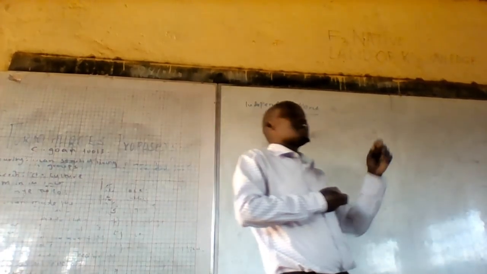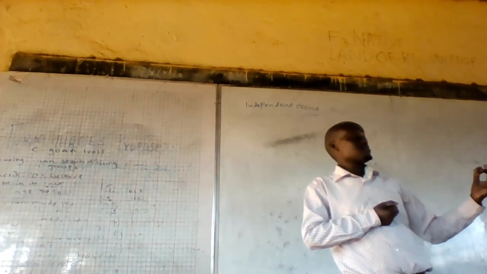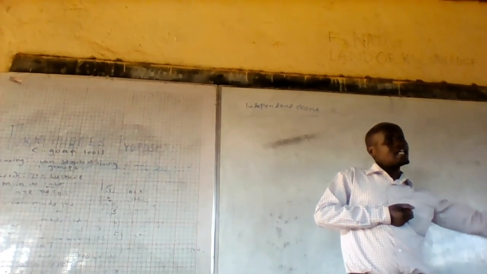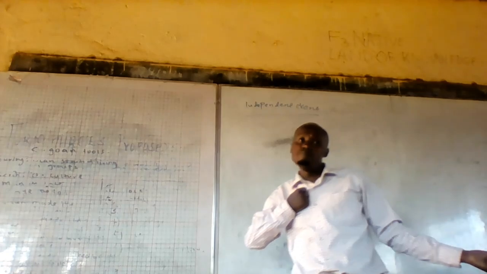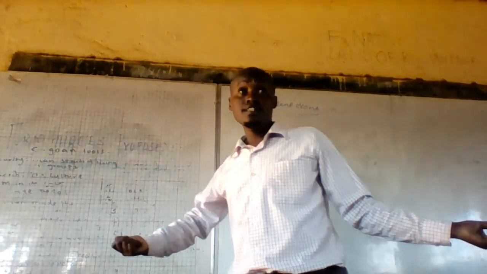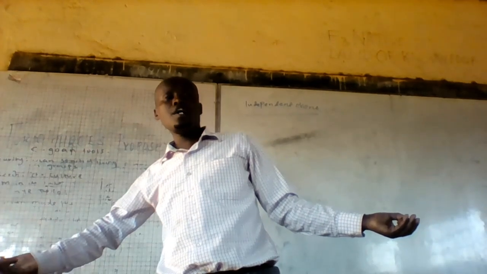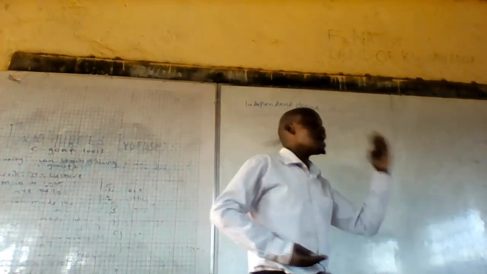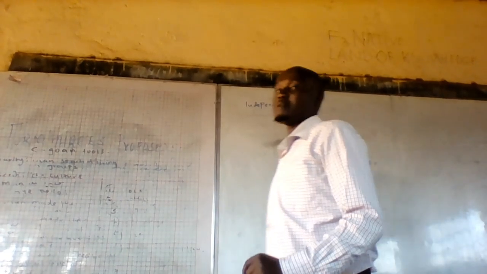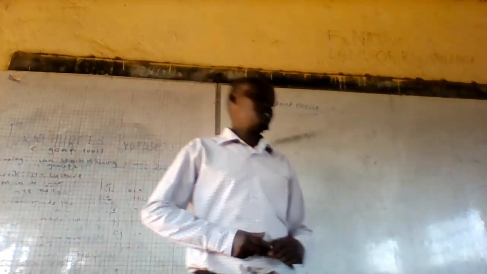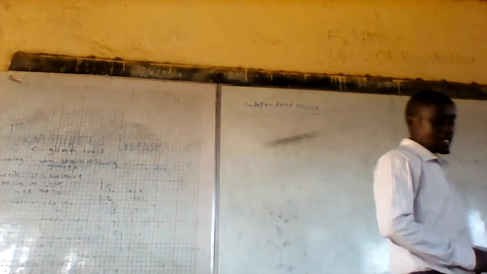The fact that I have gotten a 6 on the die does not stop me from getting a head on the coin. Therefore, we can say A and B are independent events.